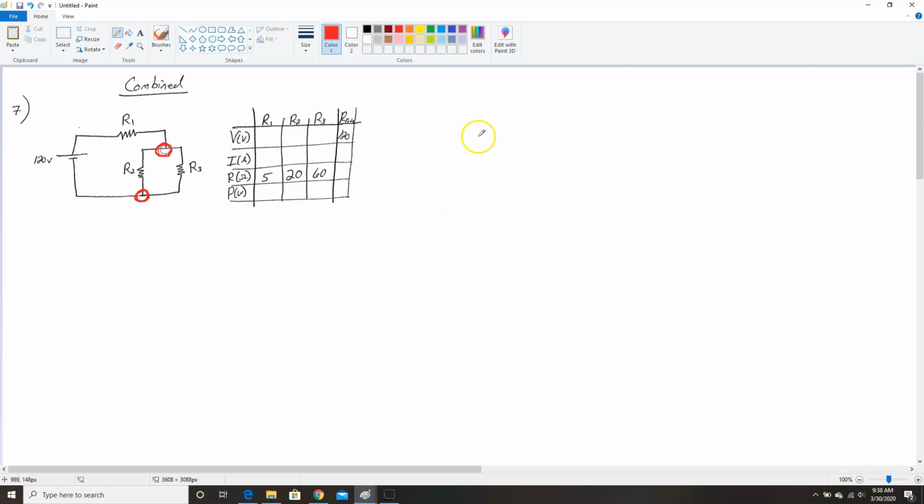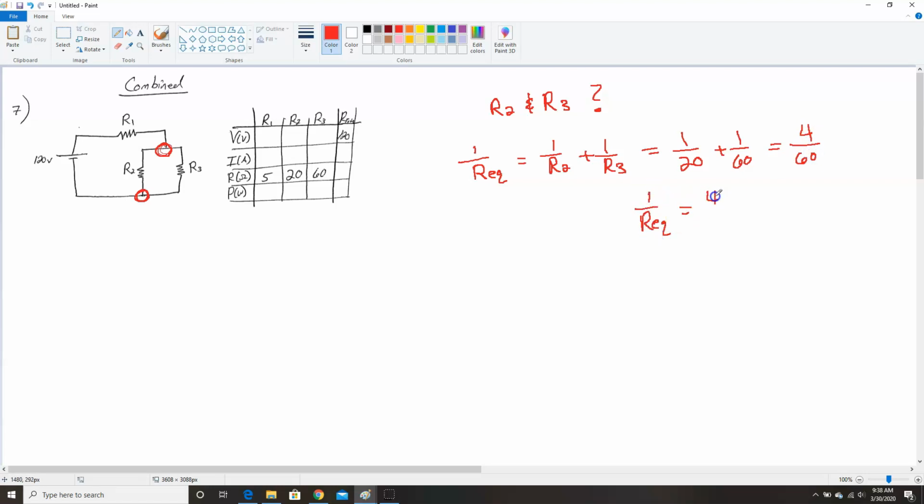So we're going to approach this first by saying, well, R2 and R3, what do these two do in terms of resistance? Since they're parallel, the 1 over R equivalent would be 1 over R2 plus 1 over R3. So that's going to give us 1 over 20 plus 1 over 60. 1 over 20 and 1 over 60 is 4 over 60. Again, you can use a calculator. I am just doing the mental math because it's faster this way. R equivalent would be 60 over 4 or 15 ohms.